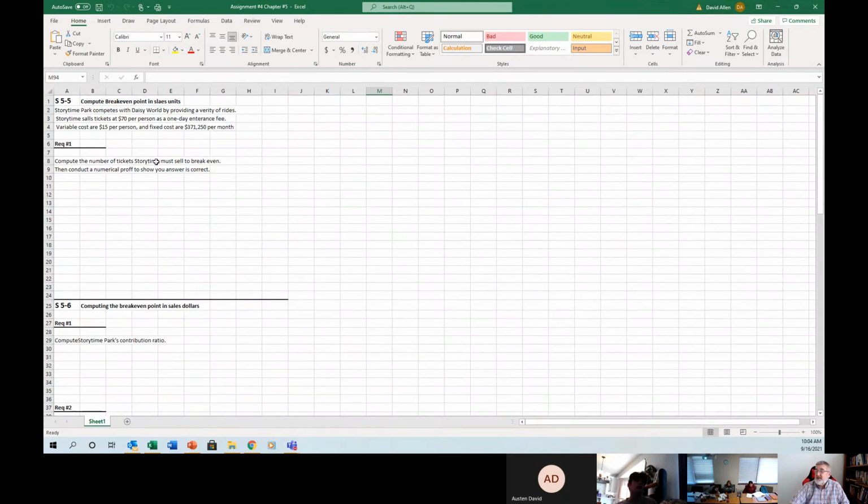So it says compute the number of tickets that you need to sell for the story time amusement park. And then it says then conduct a numerical, that's supposed to be problem. I don't know what happened there, to show your answers correct. So the example we did where I scribbled it out on the paper, you need to do something similar to that to show that what you came up with as your break-even point is correct.